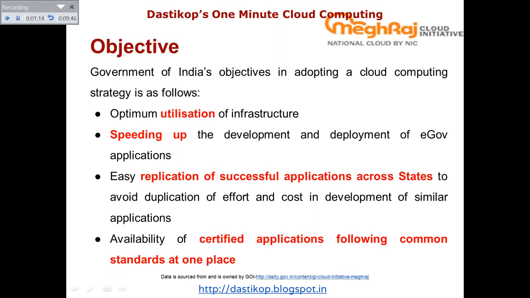And availability of certified applications following common standards at one place. Today, standardization is a means. For example, whether it's an education institution like an engineering institution, it has to undergo NBA and all accreditation. Similarly, if it's a pollution control authority, then they have to undergo certain kinds of regulatory compliances. Now, suppose there are certified applications available on the cloud, people can upload their data and get certified whether they meet the requirements or not. So these are the broad objectives of what we intend to achieve using government cloud.